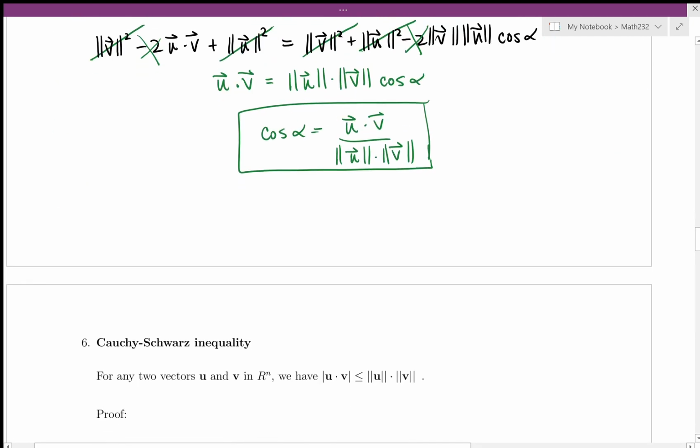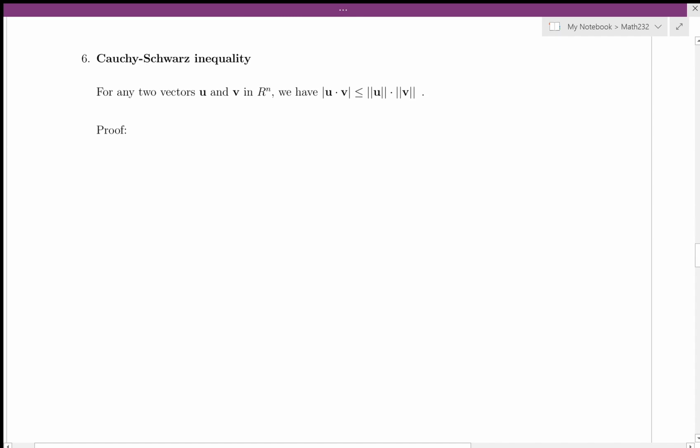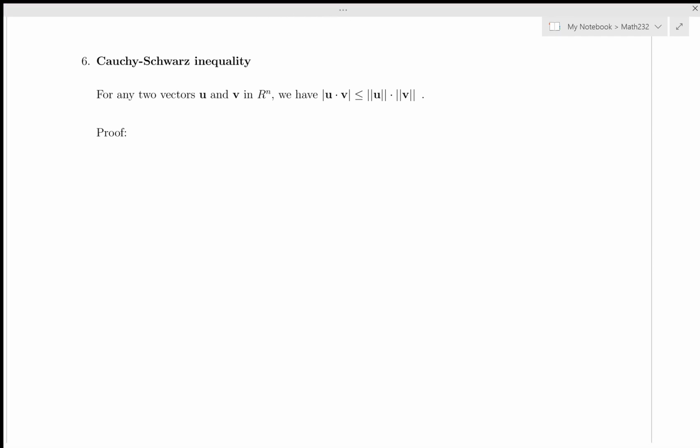Okay, lots in this lecture. This is, I think, one of our most difficult lectures to date. Okay, coming up next is an important result, the Cauchy-Schwarz inequality. That is simply a statement that the absolute value of the dot product is less than or equal to the product of the norms.